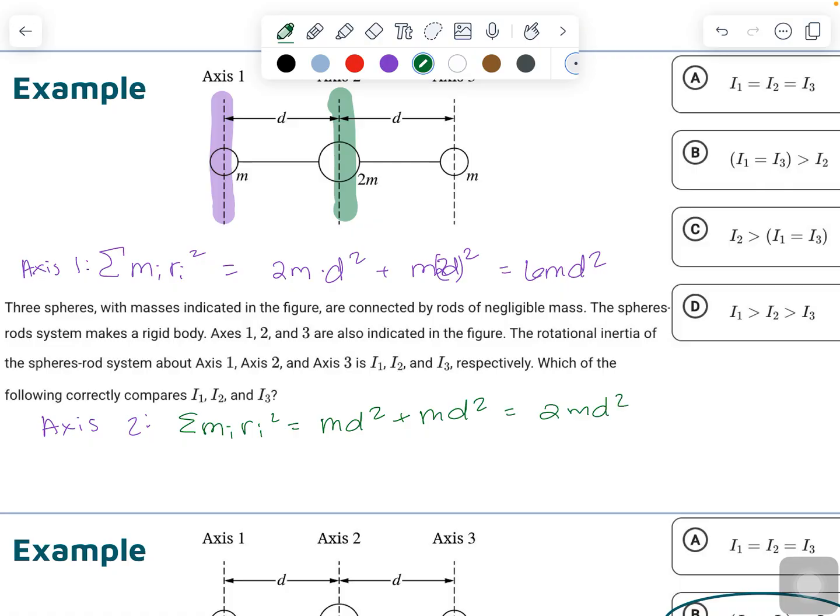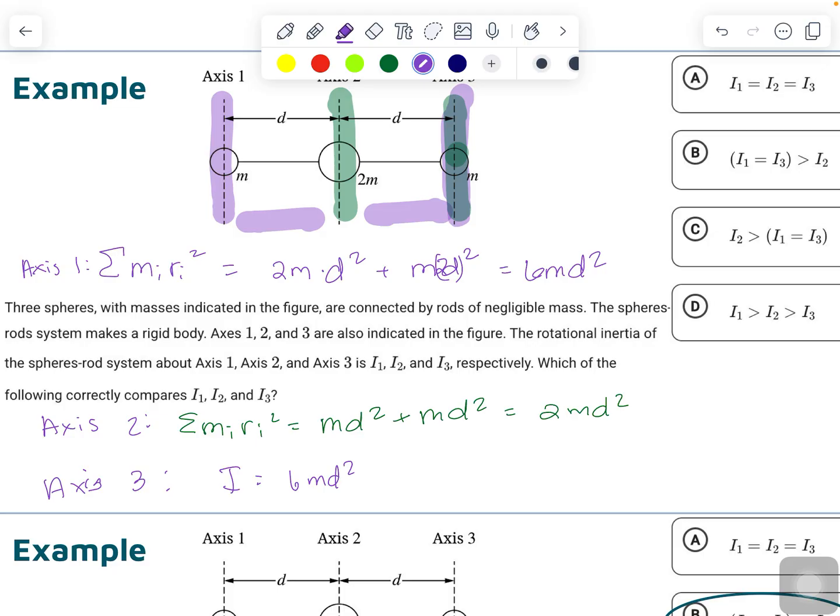And then for axis 3, I'm going to put this back in purple because hopefully you can see that axis 1 and axis 3 are going to be the same, because these masses are distributed the same exact way, the same exact distance away. So axis 3 would also yield us I of 6md squared. Okay, so when we see that, it is very clear now that I1 and I3 are equal, and they are going to be more because they're 6 instead of 2 than I2, and that gives us answer choice B.